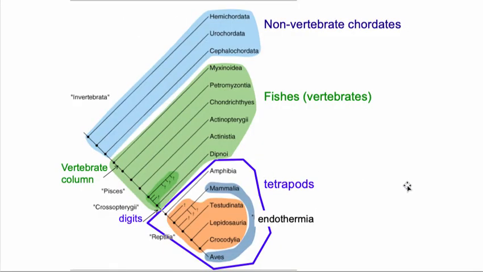So we look at traits that are the result of common ancestry in order to form these phylogenies. Here we have a phylogeny of all the chordates, including tetrapods. Mammals will be here, part of this. Reptiles, birds, amphibians, fish, and other non-vertebrate chordates.